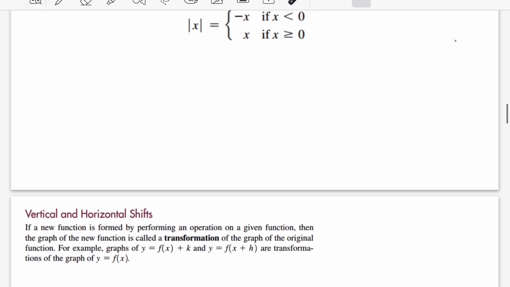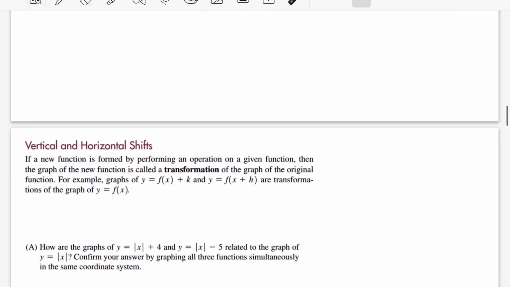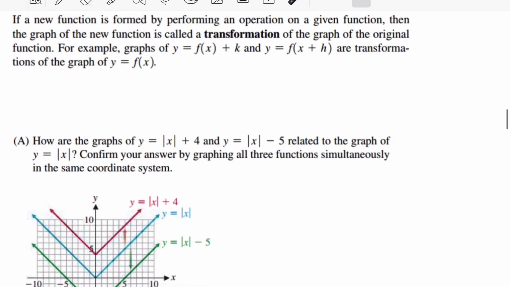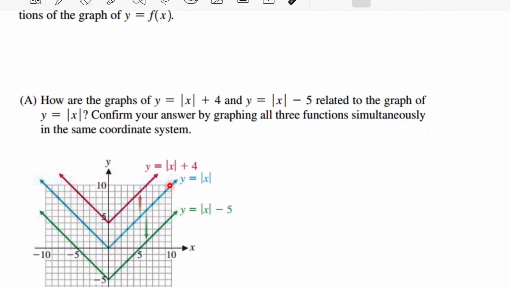So how we can look at this and kind of illustrate the difference between vertical and horizontal shifts is through a few examples. So first we'll look at this example A here, and it's asking how are the graphs of the absolute value of x plus 4 and the graph of absolute value of x minus 5 related to the graph of the absolute value of x. So the first thing that we can do here is just graph the absolute value of x. So we should all know that that graph looks like this blue line here. This is the absolute value of x.